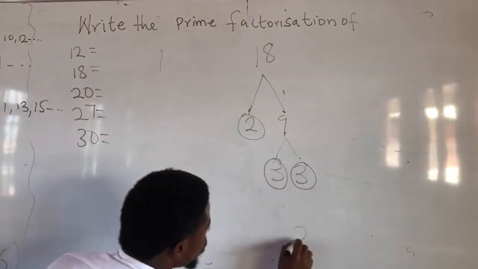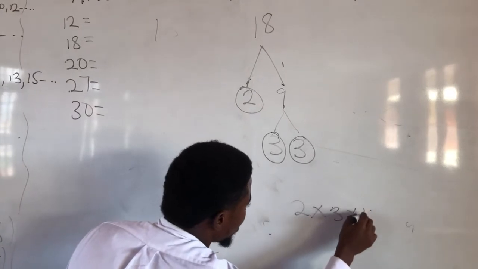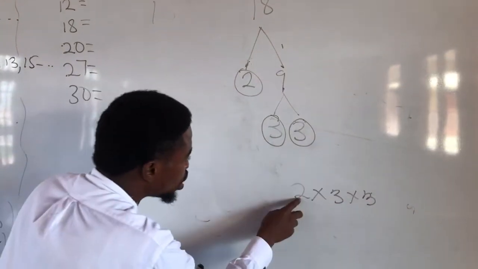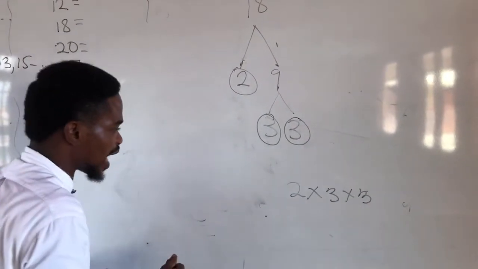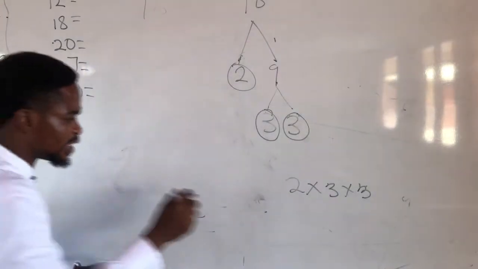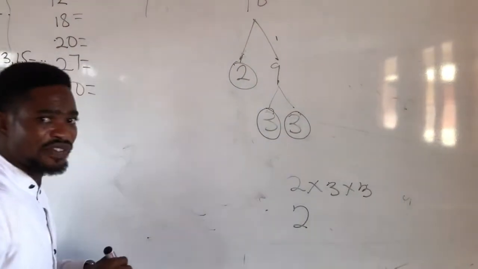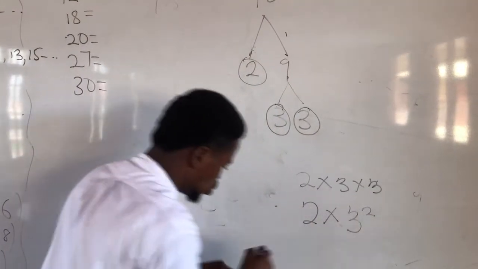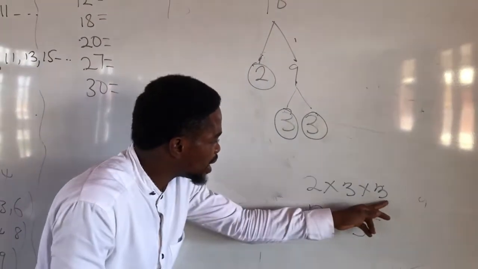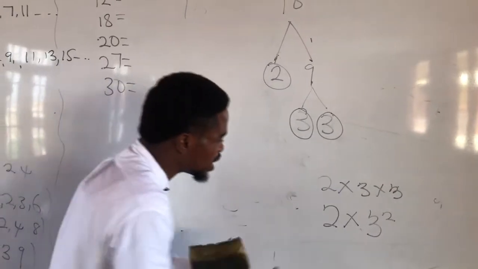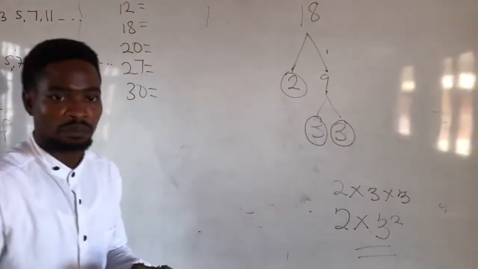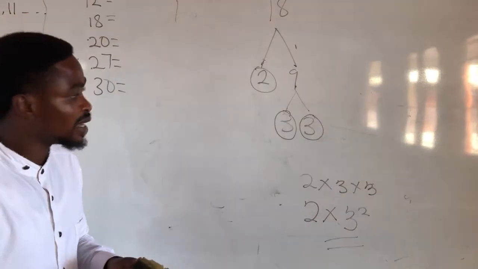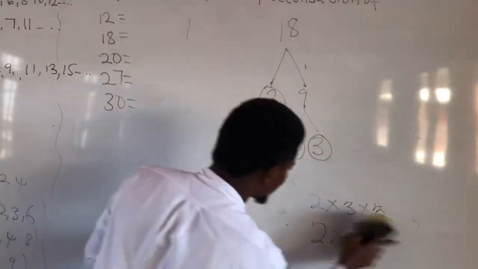So let's see, 2 times 3 times 3. Now 2 is here, 3 times 3 will give us 9. 9 times 2 will give us 18. So I write it under prime factorization as 2 times 3 raised to the power 2, because 3 occurs how many times? 2 times. So this is my answer. I hope you understand. Now let's move on to the next question.